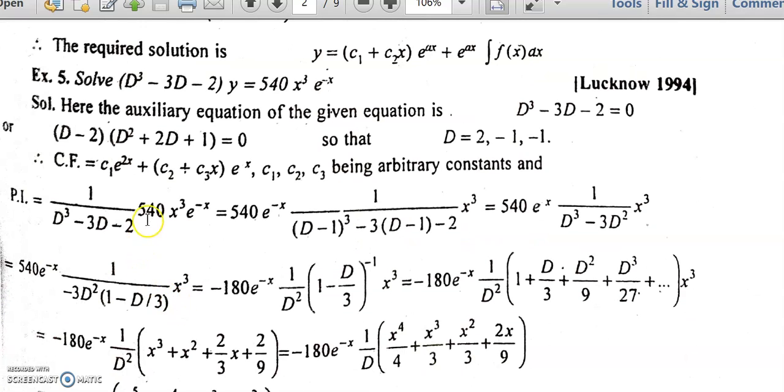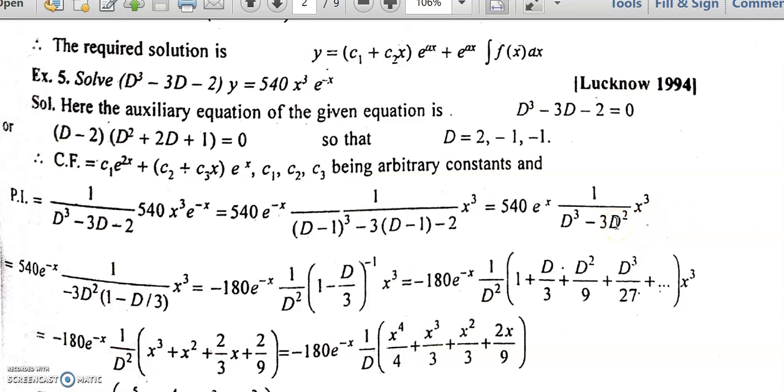Now what is the particular integral? 540 x cube e to the power minus x. So e to the power minus x comes out, and D will be replaced by D minus 1, whole cube, minus 3 of (D minus 1), minus 2, right? After calculation, what do we get? D cube minus 3D square operating on x cube, right?